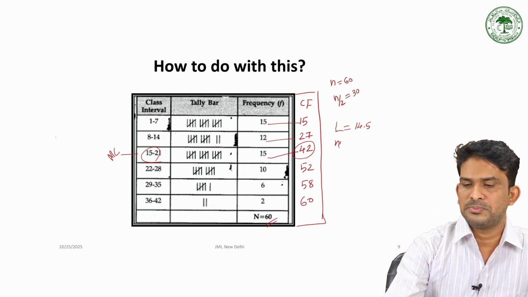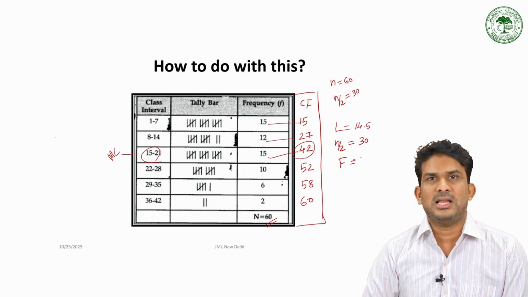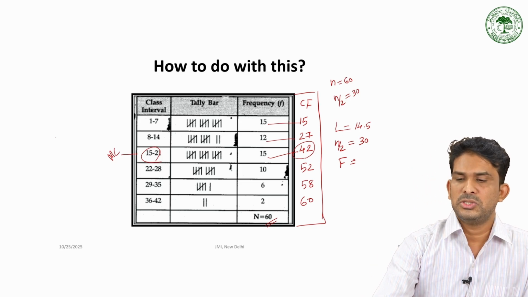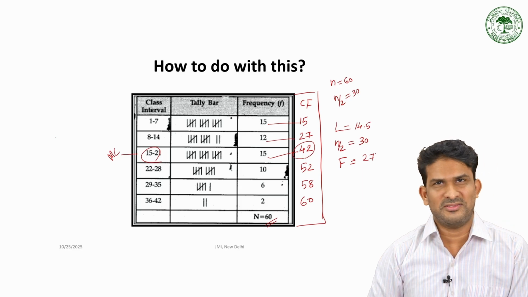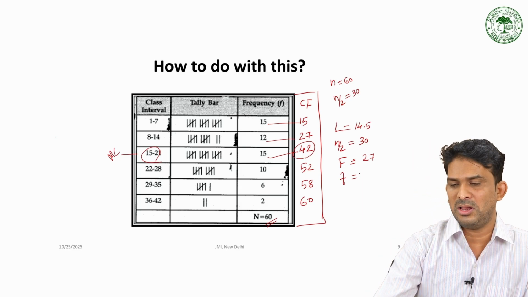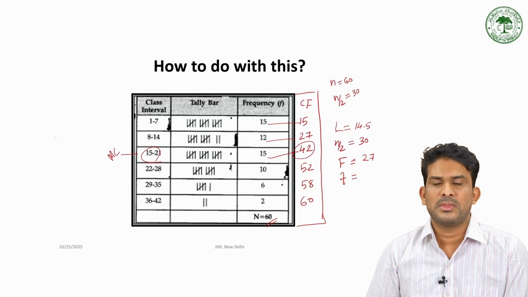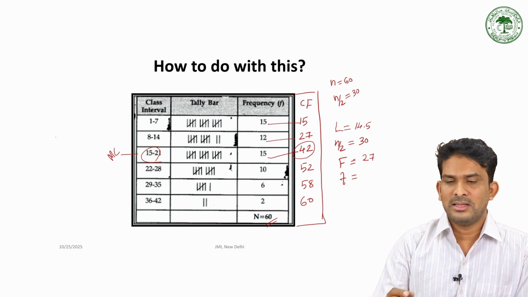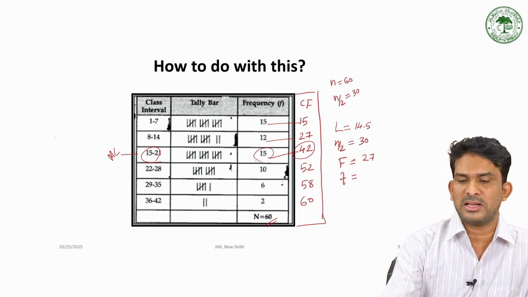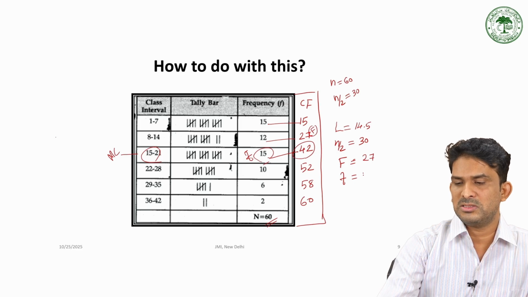What is n by 2? We have already mentioned it is 30. What is capital F? It is the cumulative frequency of the preceding class of the median class. That is 27, right? You got it? What is the next one we need? Small f. What is small f? See the equation again. Now the small f is the corresponding frequency of the median class. This is small f, this is capital F. So small f is 15.